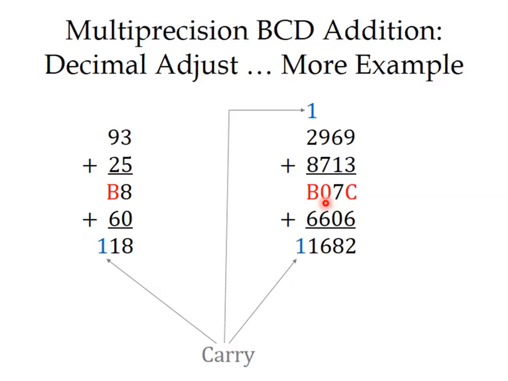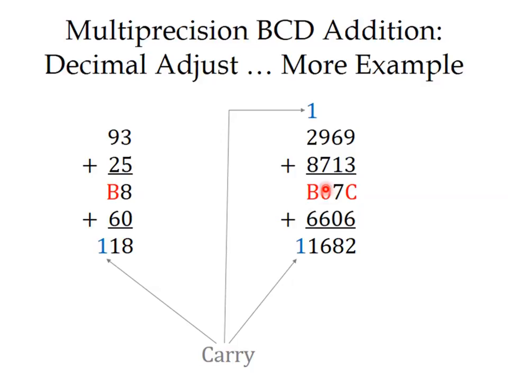Think about the 0. 0 is not an illegal digit, right? This also belongs to decimal. But why did I mark 0 as red? Remember rule number 2, we actually had 2 rules. Rule number 1 said every time you have an illegal digit, you add 6 to that column. But we also add 6 to the column where you have a carry of 1 in the next column.